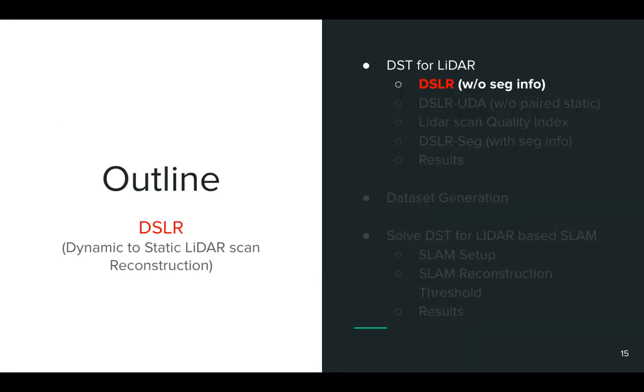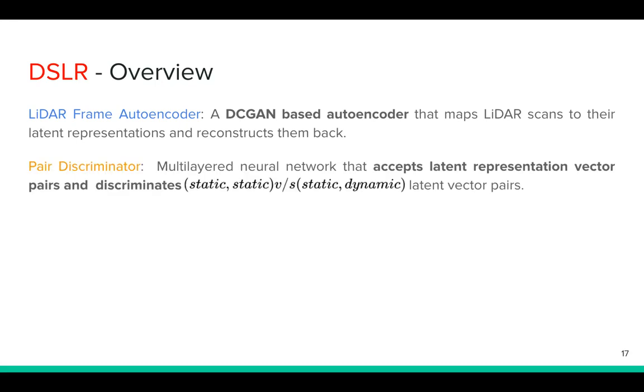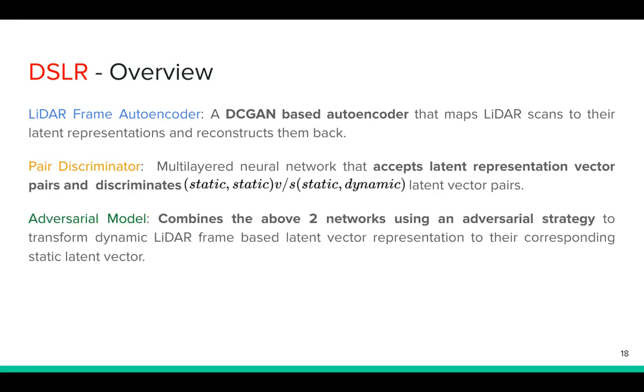We propose DSLR to solve DST for LiDAR scans. DSLR employs three modules. The first module is a LiDAR frame autoencoder based on DC GAN, trained to reconstruct static and dynamic LiDAR frames. The second module is a pair discriminator, a multi-layered neural network trained to discriminate LiDAR scan pairs. It outputs 1 if a static-static pair is presented as input and outputs 0 if a static-dynamic pair is given as input. The third module is an adversarial module, which combines the above two modules using an adversarial strategy to fine-tune the autoencoder in phase 1 to translate a dynamic LiDAR scan to its corresponding static counterpart.